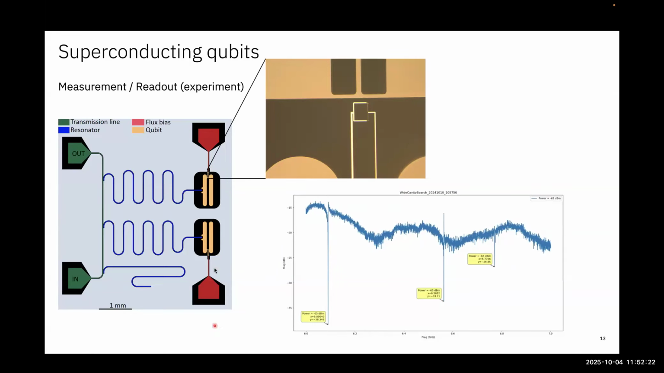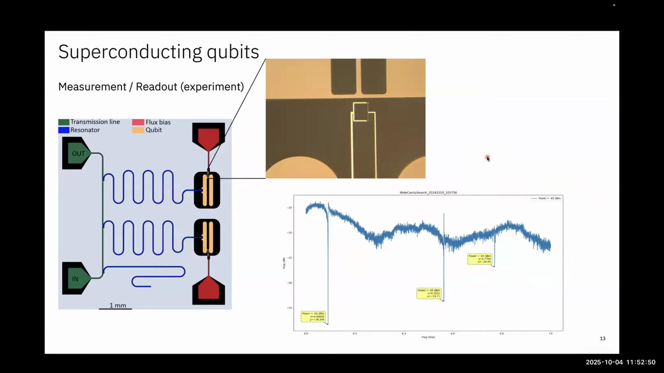The red things here are flux lines. We are not going to discuss that today, but you can see here, this is a junction, this is another junction. If they are in a loop, this is the flux line. You can use that to tune the frequency of your qubit. So that is also useful and needed in some computations that I don't think we are going to discuss today.